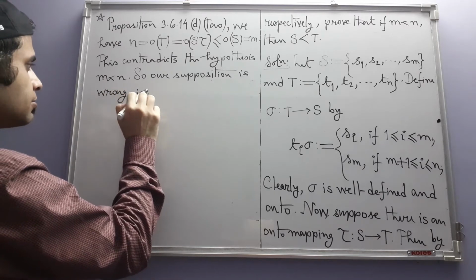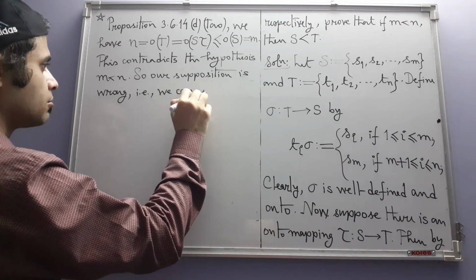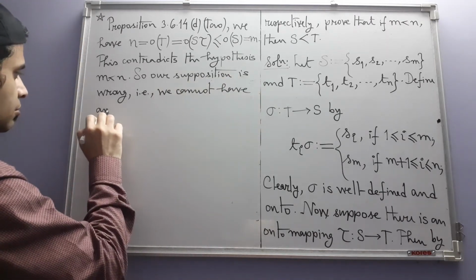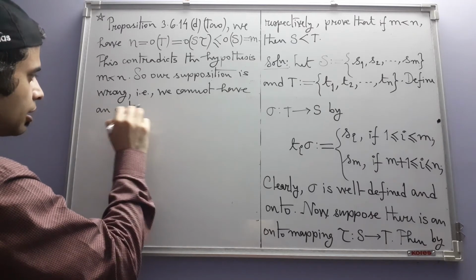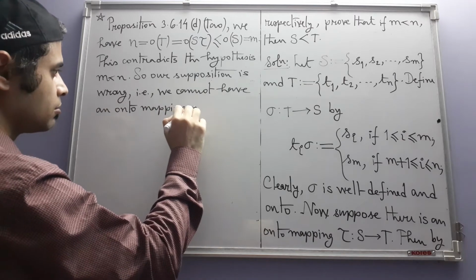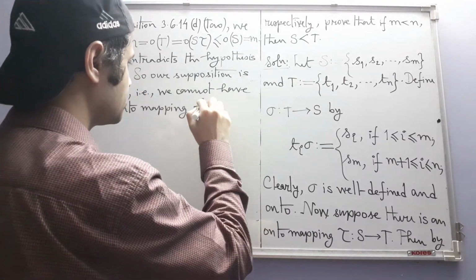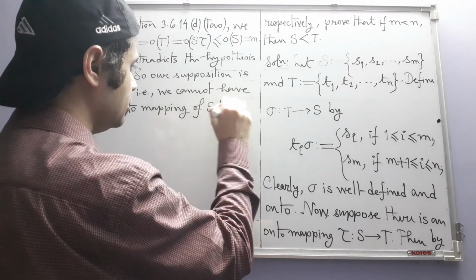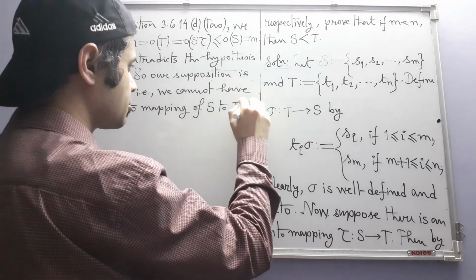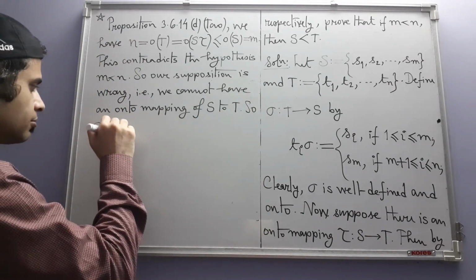That is, we cannot have an onto mapping of S to T. Like this tau cannot exist. So S is less than T.